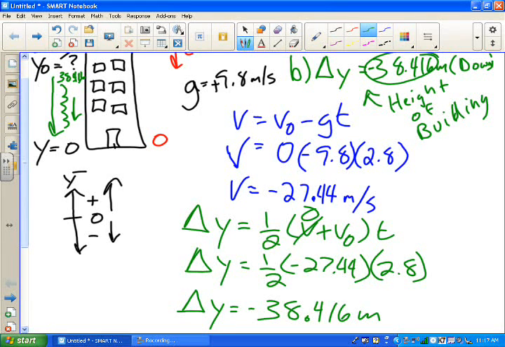Just 38 meters. So when we use the equation and we calculate and we get a negative answer, we have to think about the problem. It was the ball that was dropped that moved 38 meters, which is the same as the height of the building, but it moved in the negative direction, which is why the equation gave us a negative value. That's pretty much it. Are there any questions?